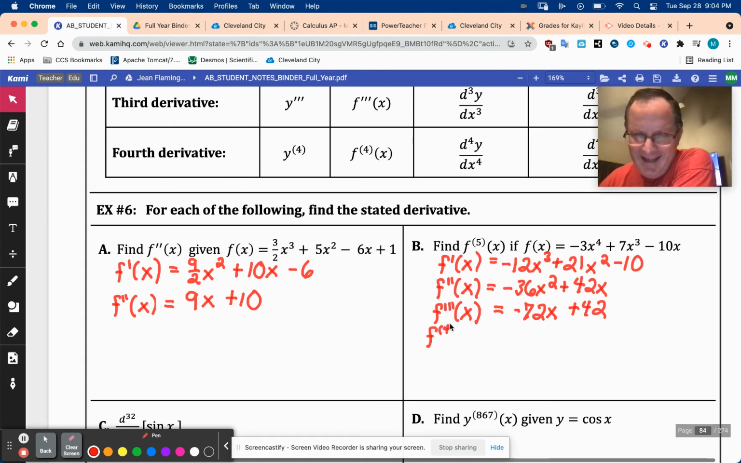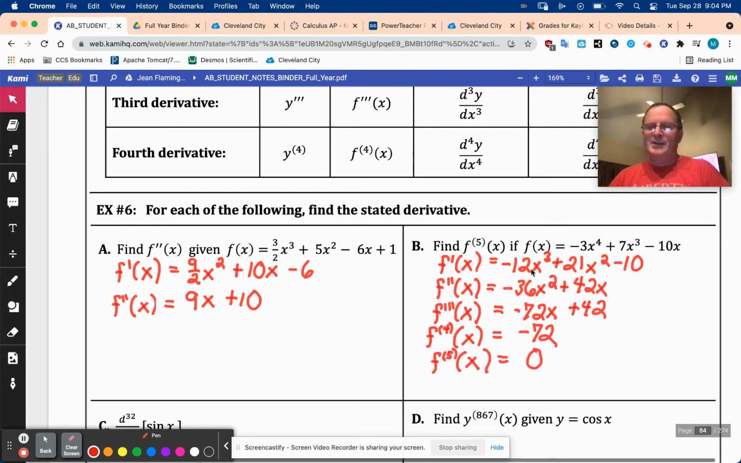F^(4), the fourth derivative, that's the only way I know how to say that. The fourth derivative of f is negative 72. And then the fifth derivative of x is 0. All right, so here we go. So that's the equation for velocity if this was a position function. We'll be practicing the heck out of that. That's the whole next unit.